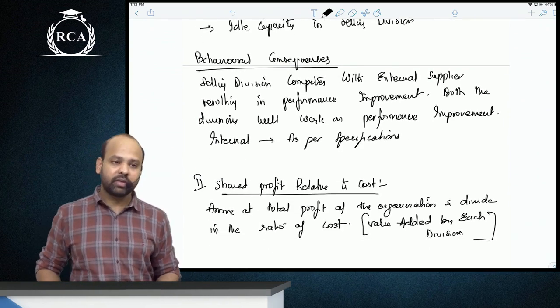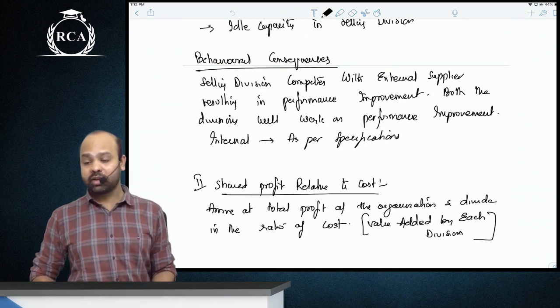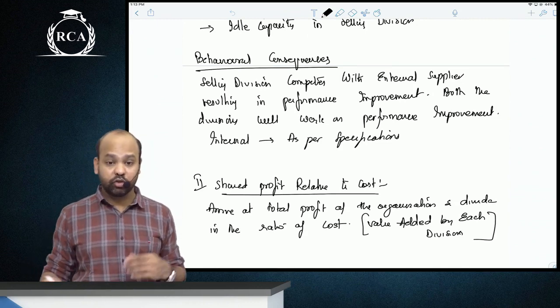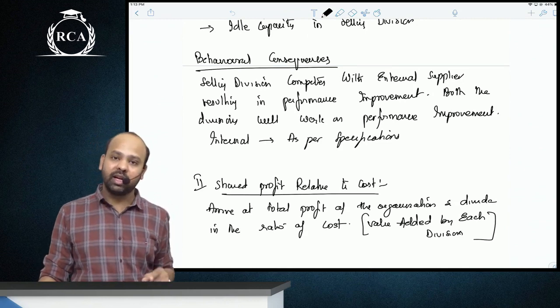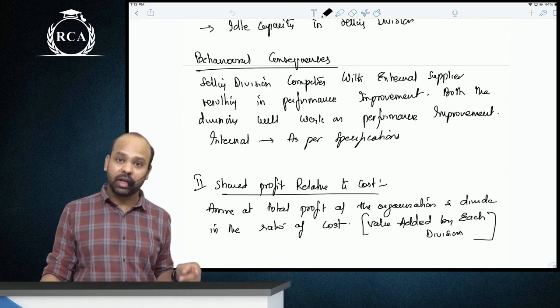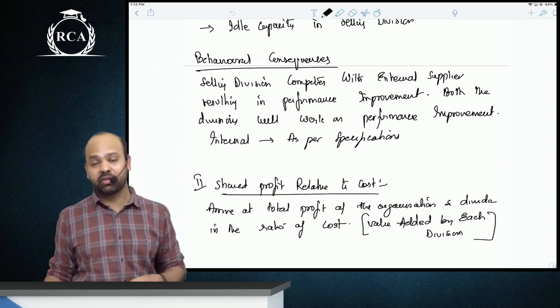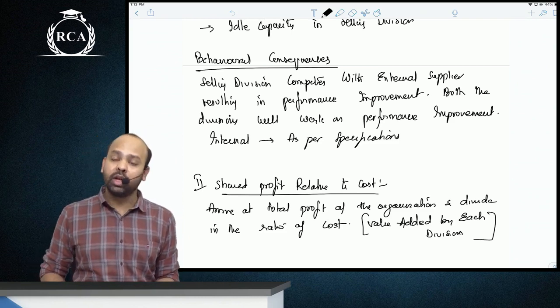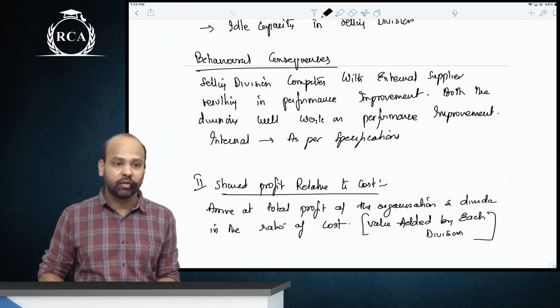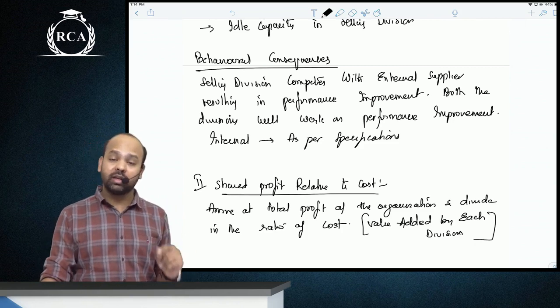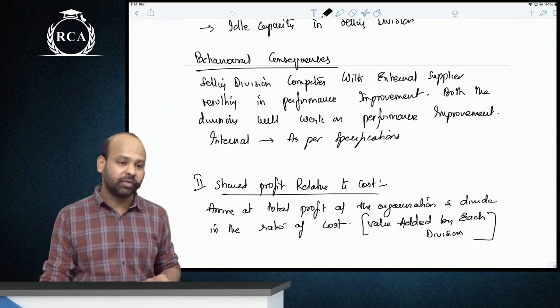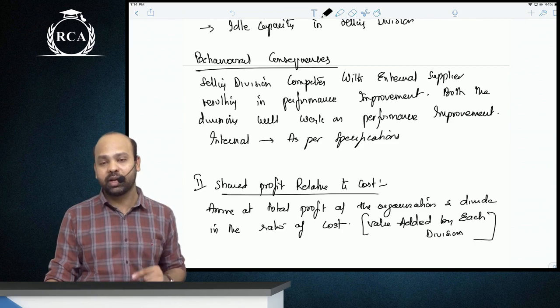Behavioral consequences: the selling division will always compete with an external supplier, because you're pricing your product on the basis of market prices. The purchasing division will decide whether to procure at the prevailing market price from the internal division or from the external supplier. So this will only motivate them to work better, try to reduce their cost, or improve the quality of the product. Always remember, internal requirements will always be as per specifications. You may not get that product from an external market.